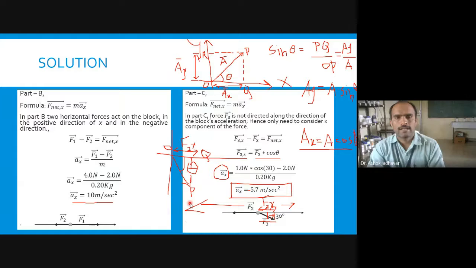Yes, that block will move along the minus x-axis. When acceleration is negative, this means that it should be along the negative x-axis. Correct? It's a vector quantity and it has some direction. So the minus sign suggests to us that the acceleration is along the minus x-axis. Did you get it? Sir.